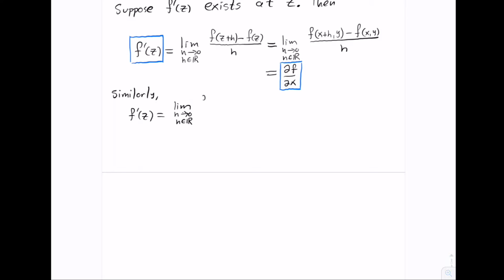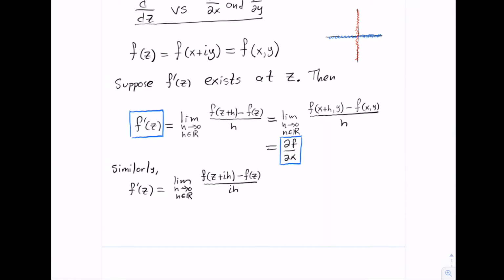Now here what we're going to do is take f of z plus i times h minus f of z, over i times h. So this is exactly the situation where the way in which we're perturbing z is only in this red direction, only along the imaginary axis.